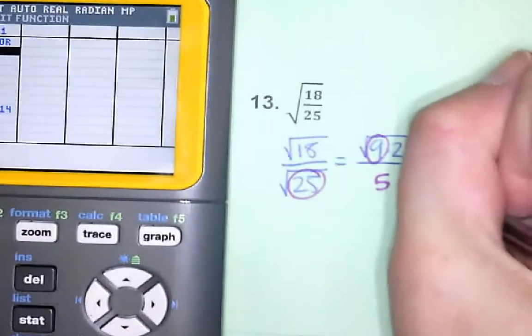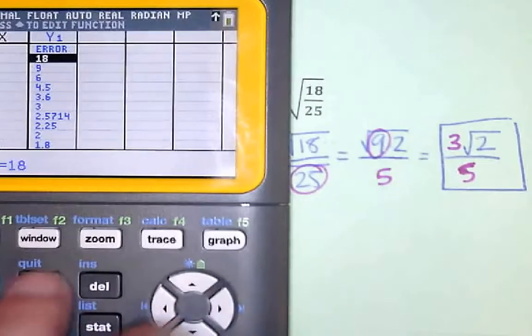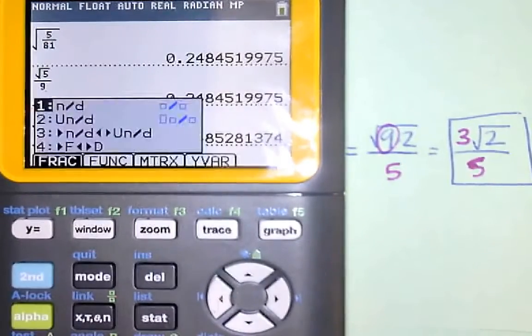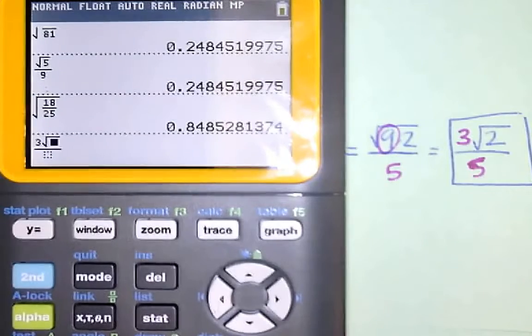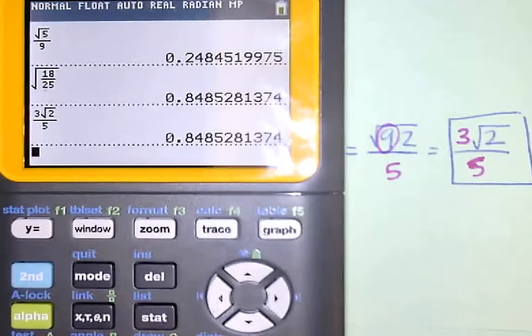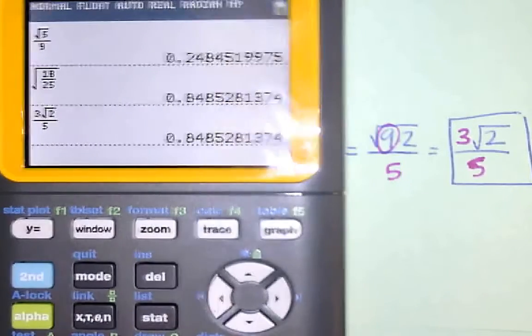I want to double check myself. So I'm going to go here and I'm going to type in 3 radical 2 and I'm going to divide that by 5. And we get the exact same weird, nasty looking decimal. Do y'all feel good about that? Awesome. Any questions for me on how to simplify radicals? Do y'all feel good with this?